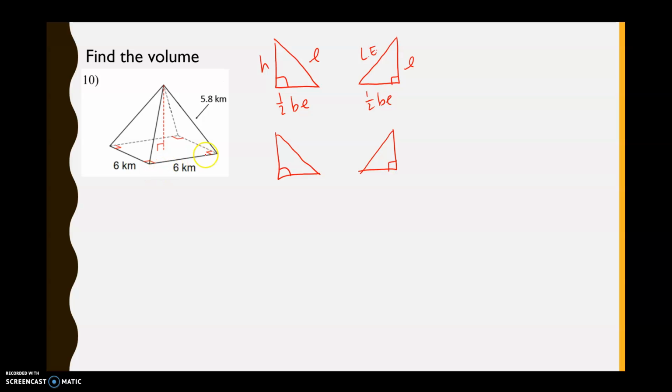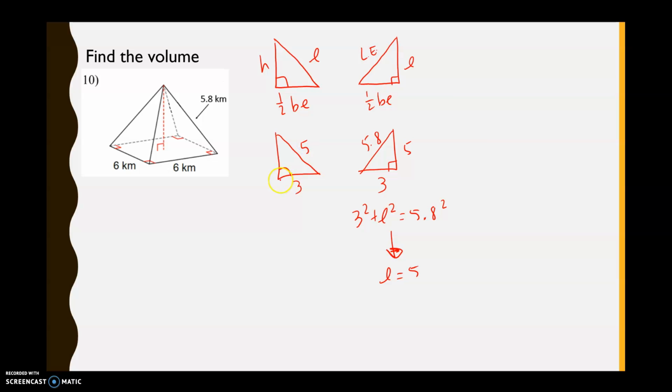So if my base edge is 6, that means half my base edge is going to be 3. And they're telling me my lateral edge is going to be 5.8. So let's figure out what my slant height is. Using Pythagorean theorem, I'm going to get 3 squared plus my slant height squared is equal to 5.8 squared. And once I solve this, I get my slant height to be 5. So 5 here, which means 5 here as well.